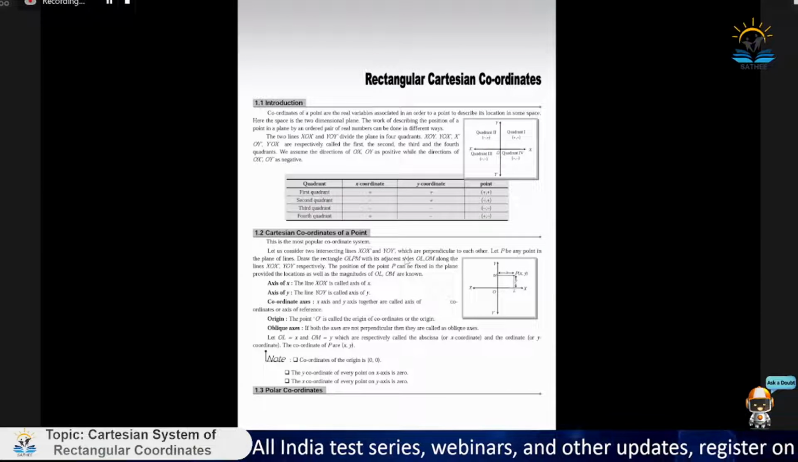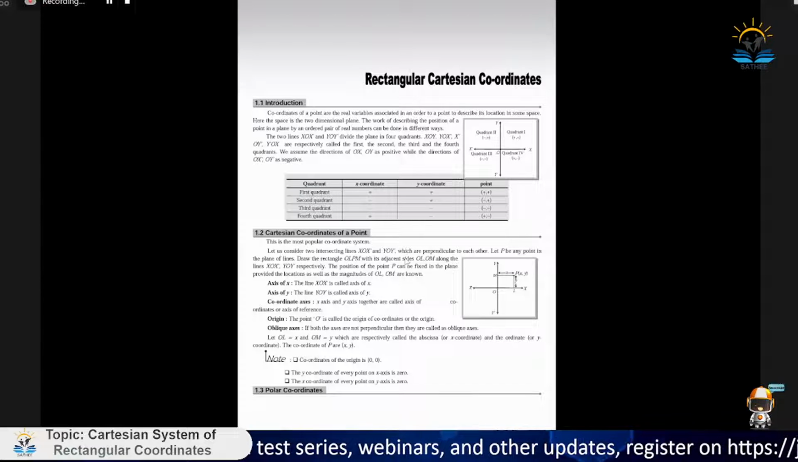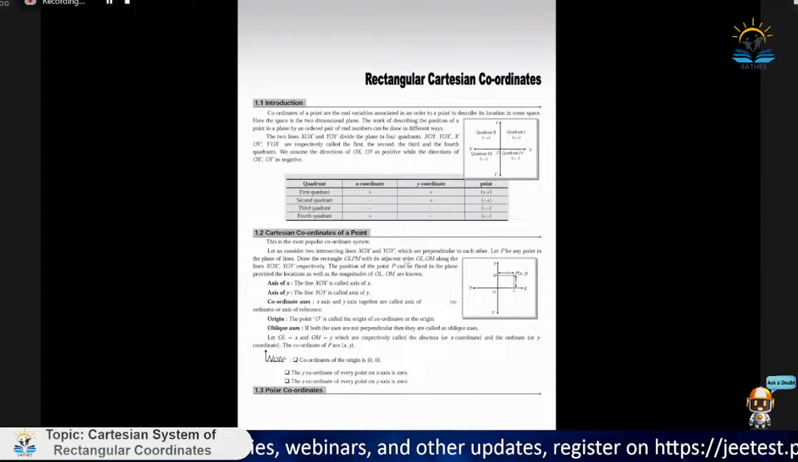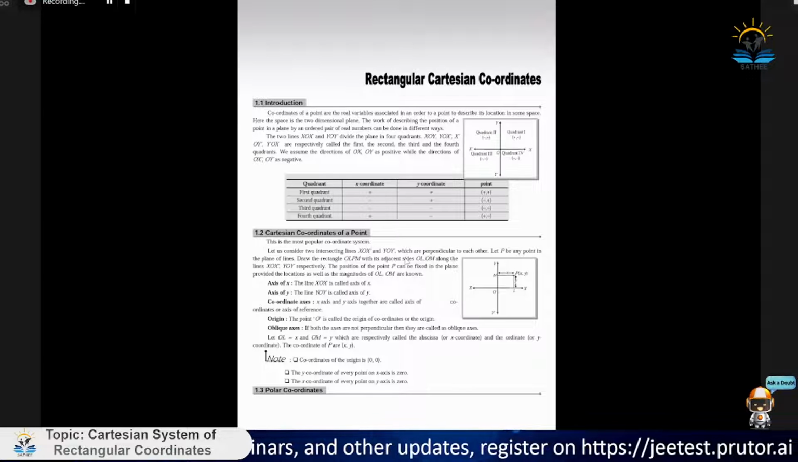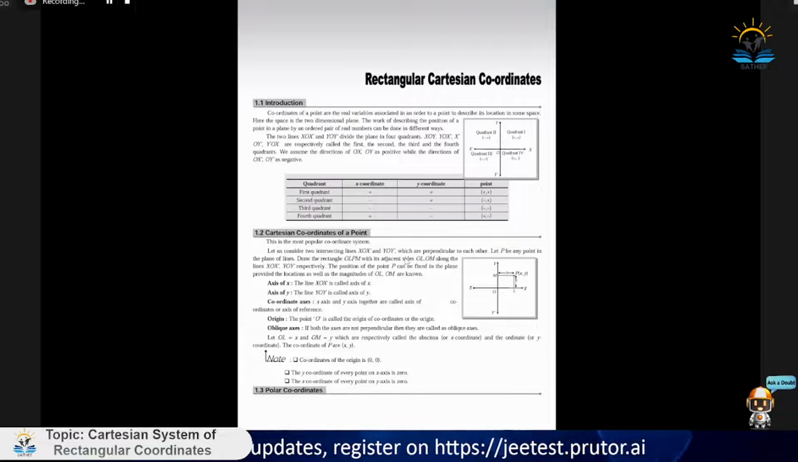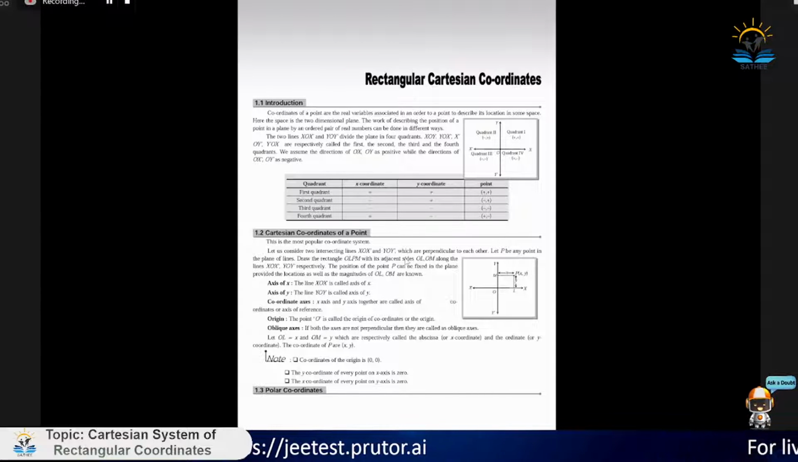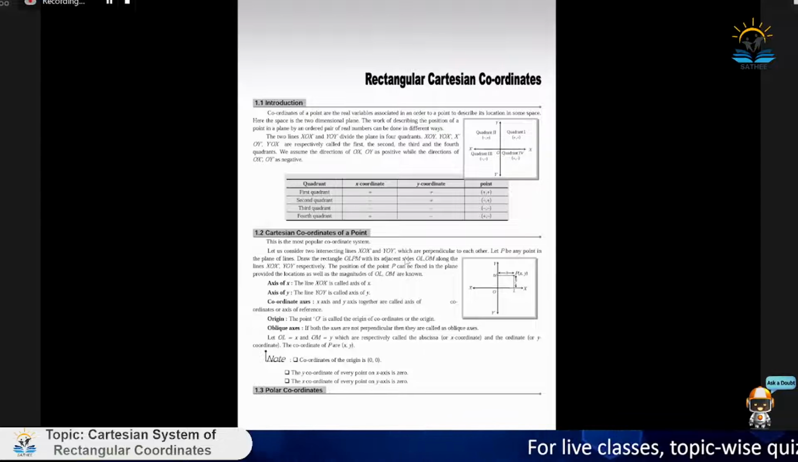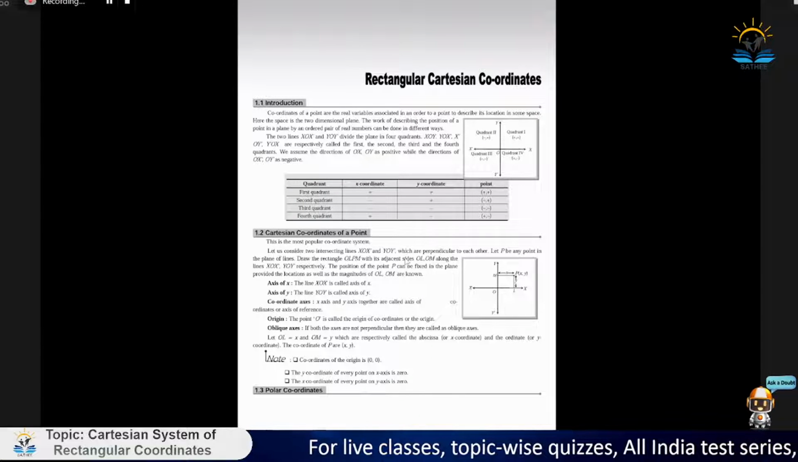Those two are the lines of the plane, called the x-axis and y-axis. These two lines divide the space into four parts known as quadrants: quadrant 1, quadrant 2, quadrant 3 and quadrant 4. These four quadrants have different properties. If a point is located in quadrant 1, it has positive x and y coordinates. If the point is in quadrant 2, the x coordinate is negative and the y coordinate is positive. In that way you can write for quadrant 3 and quadrant 4 also.